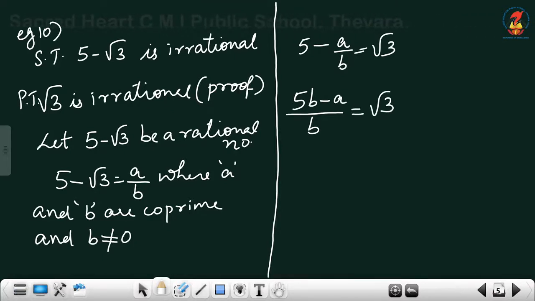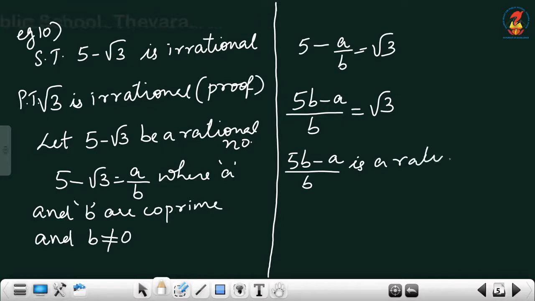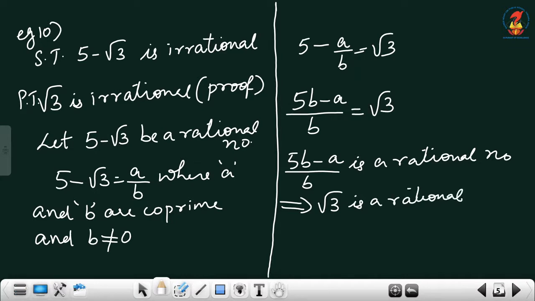Clearly this is a rational number. (5b minus a) divided by b is a rational number. This is a rational number means root 3 is a rational number. This is a contradiction because we have already proved root 3 is irrational. So our assumption is wrong.